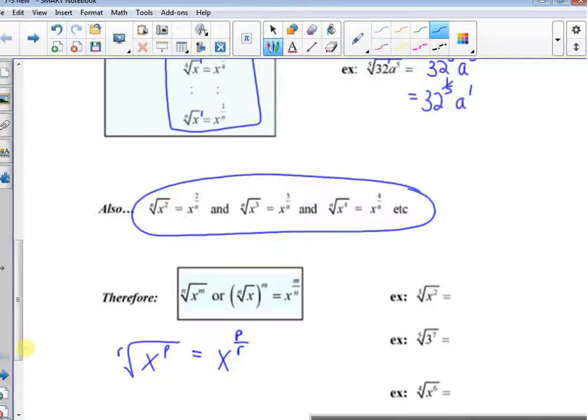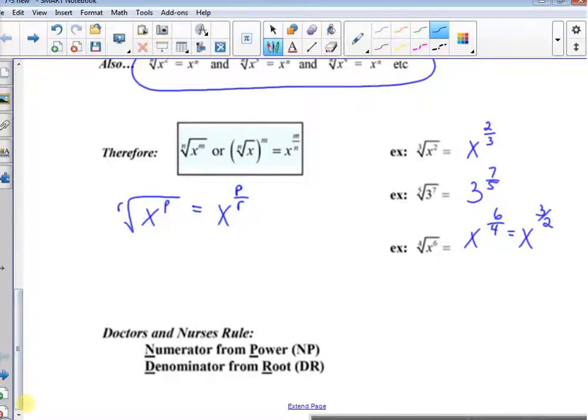So for example, our root is 3, that's going to be on the bottom. Our power of 2 is going to be on the top. The fifth root of 3 to the 7th, the root is on the bottom, power on the top. The fourth root of x to the 6th, the root is on the bottom, the power on the top. And we could even simplify that to 3/2 if we wanted. Now remember, I'm not trying to simplify those any further. I'm just looking at writing them as fractional exponents.